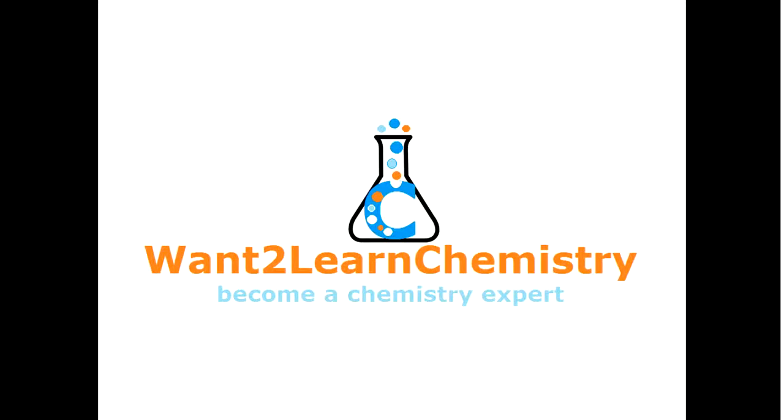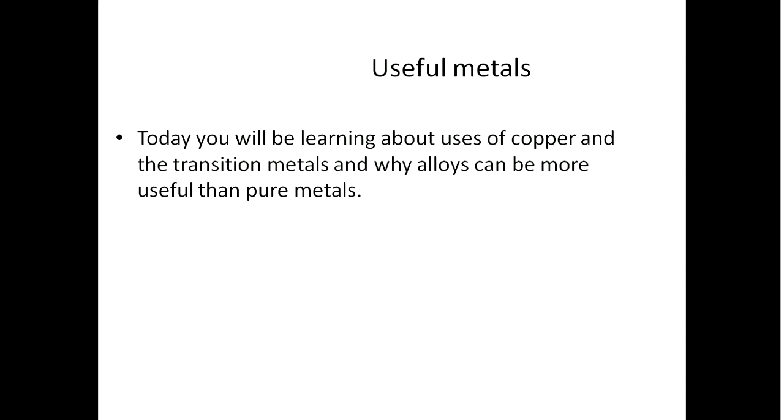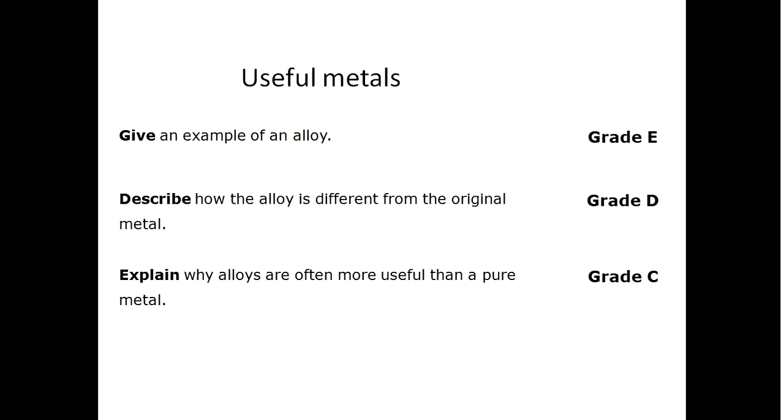Today you will be learning about the useful metals, chapter 3.5 C1. You'll be learning about uses of copper and the transition metals and why alloys can be more useful than pure metals. To achieve a grade E, you need to be able to give an example of an alloy. To achieve a grade D, you need to describe how the alloy is different from the original metal. And to achieve a grade C, explain why alloys are often more useful than a pure metal.